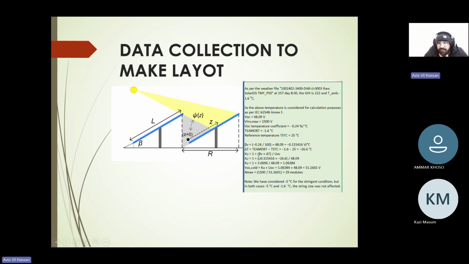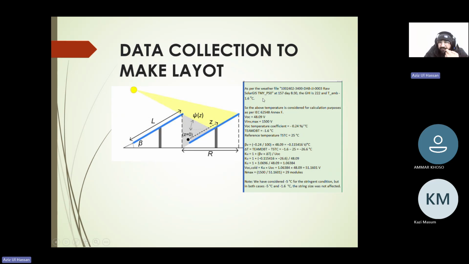So now we have to calculate first of all beta V. Beta V means, if we talk about solar GIS files, we get the data from the client side. What is the lowest temperature at site?